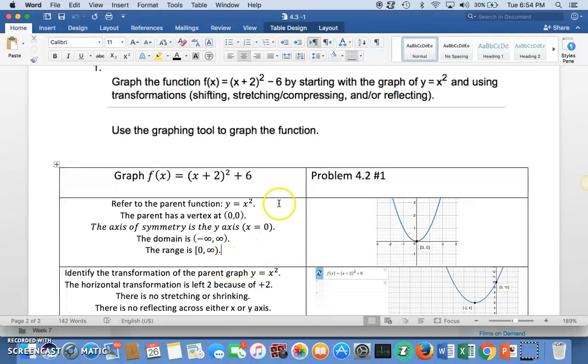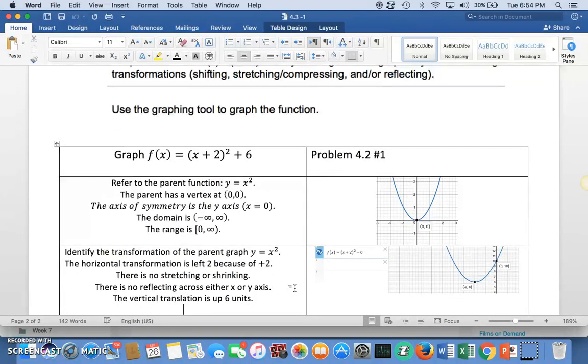That's the parent. Now, the transformations that would take place. This would be left 2 units and up 6 units. Horizontal translation is usually done first. That is left 2 because of the plus 2. There is no stretching or shrinking involved. There is no reflecting involved, but there is a vertical translation that is up 6 units.